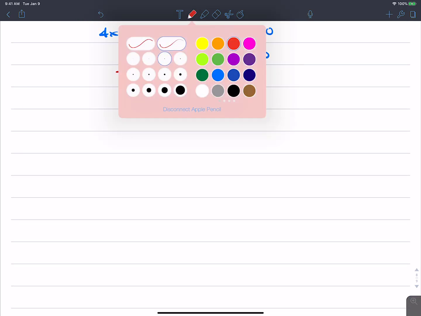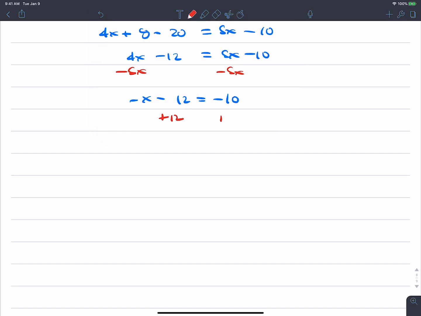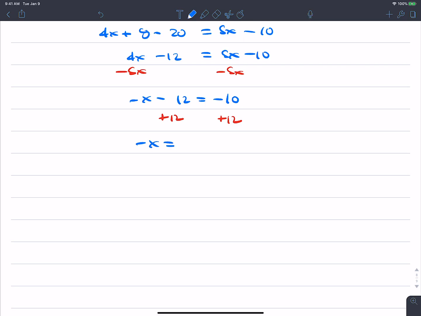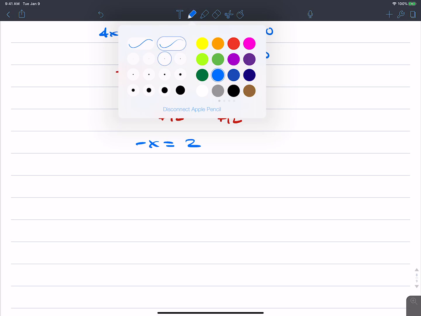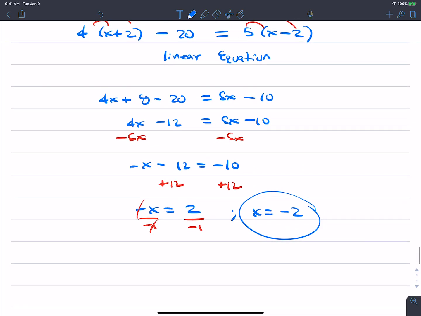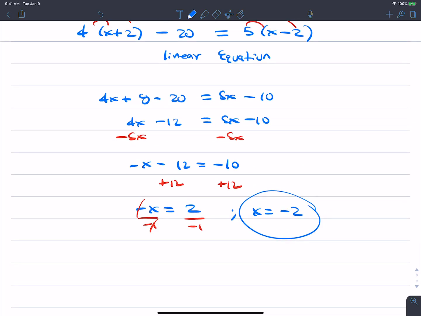Okay. You're going to add your what? 12 to both sides, and what do you get here? Negative x is positive 2, is that right? Double check, because I'm not really awake. And you get now what here for x? X is negative 2. Good. Here's a solution set here. Good.